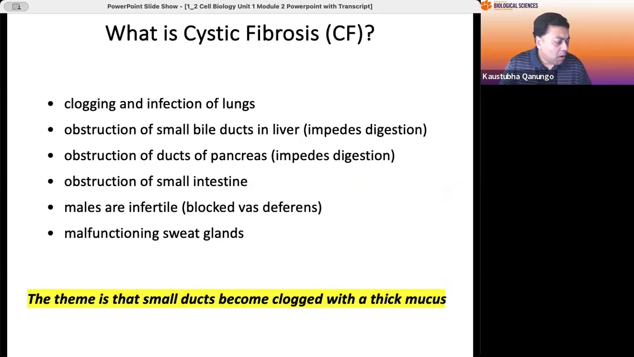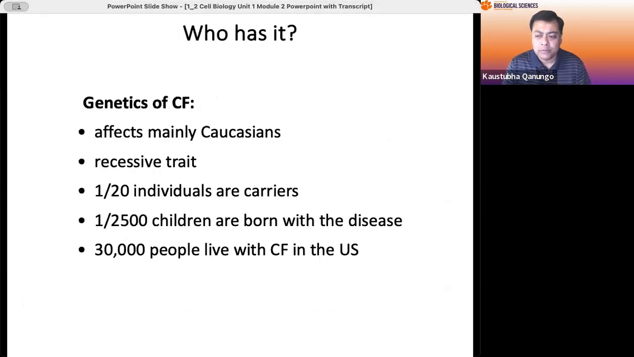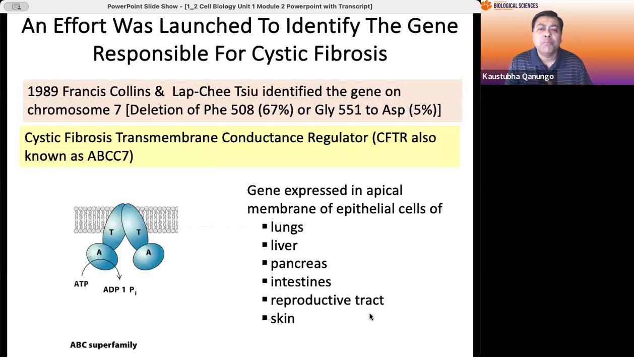So the last part, which is the important part, is cystic fibrosis. What happens in cystic fibrosis? We are going to talk about this throughout in much more detail. Francis Collins and Tsui identified the gene in 1989. It is ABCC7, known as the cystic fibrosis transmembrane conductance regulator, or CFTR. And it is present everywhere.